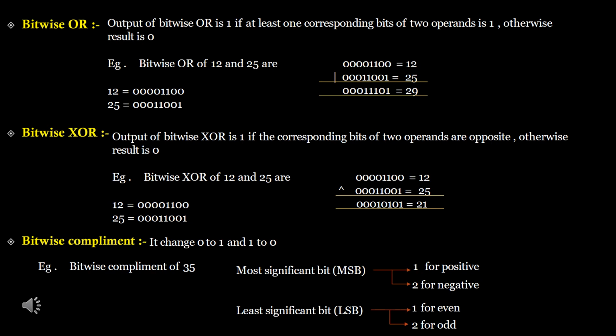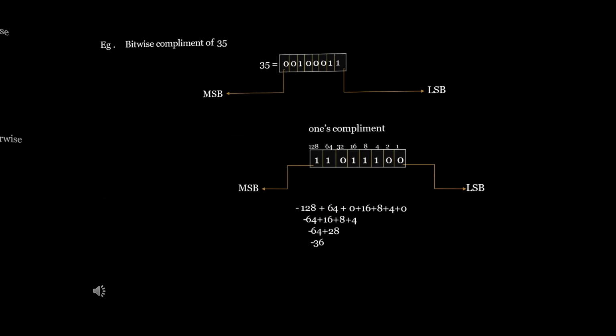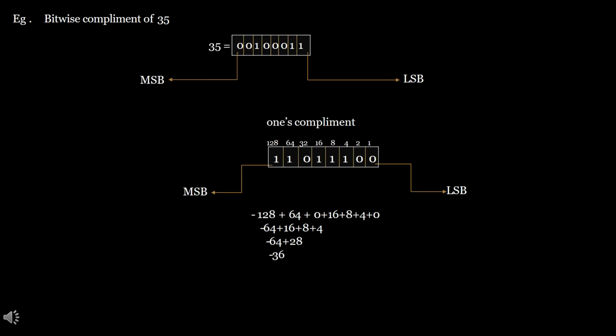The bitwise complement operator inverts all bits, turning 0s into 1s and 1s into 0s. For example, the complement of 35 flips each bit, effectively producing its ones complement. This operation is particularly useful in bit manipulation tasks. Let's take an example to understand the bitwise complement operator in action.